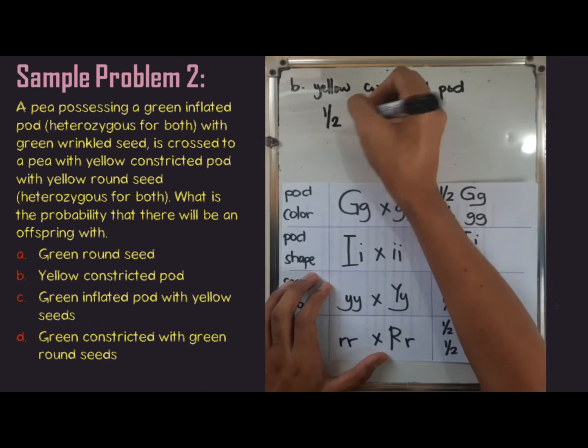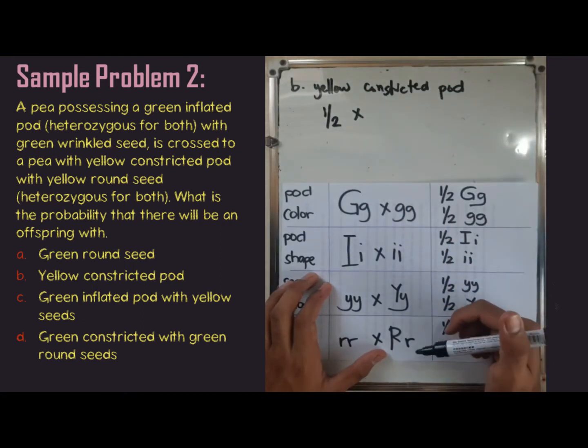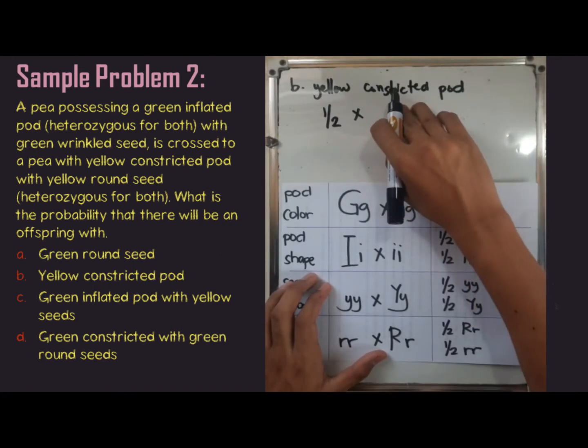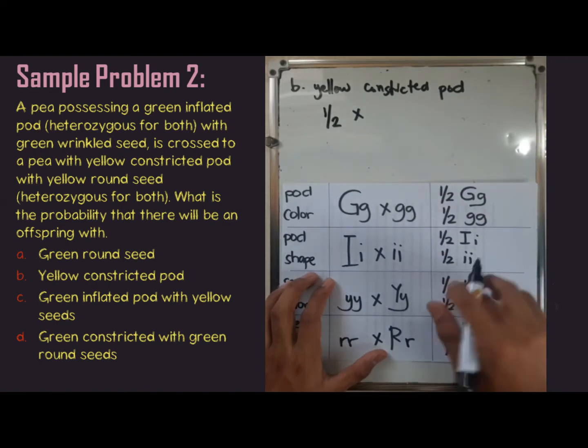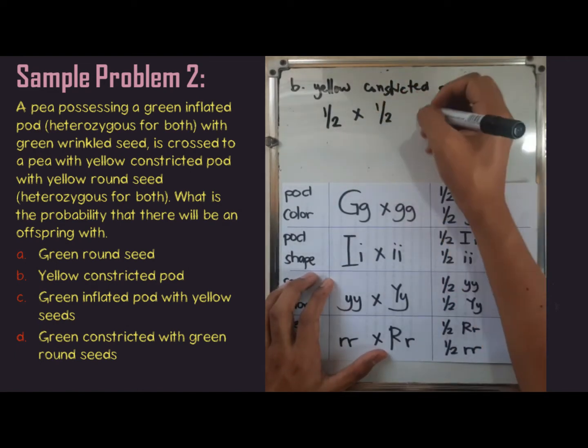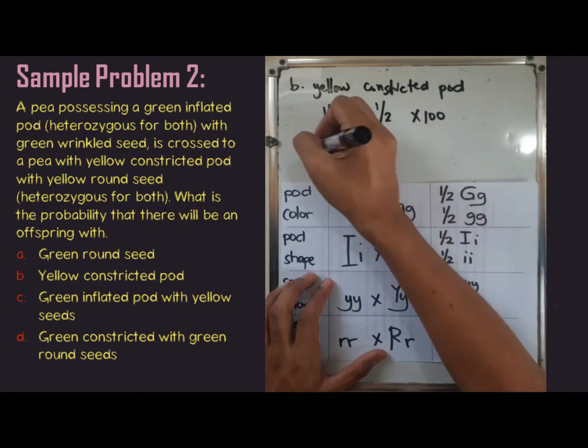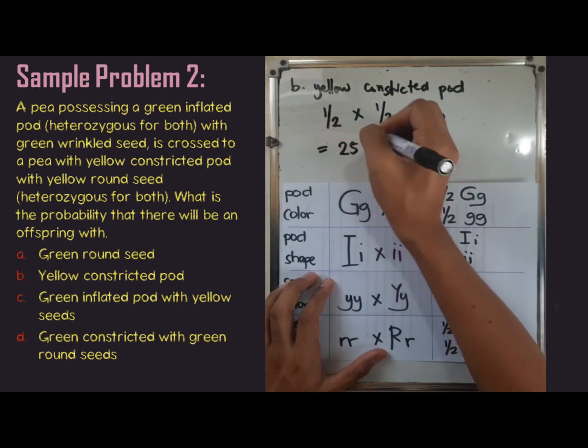Then you're going to multiply this with the probability of possessing a constricted pod, and that is equivalent to 1/2 also. So 1/2 times 1/2 times 100 would give us 25% once again.